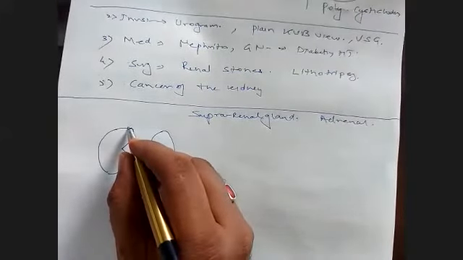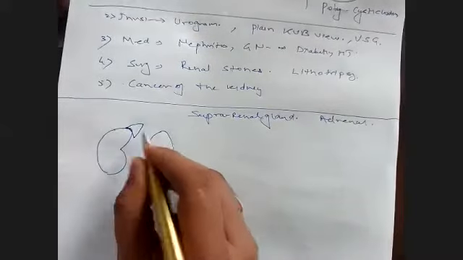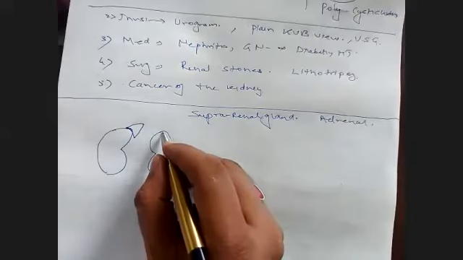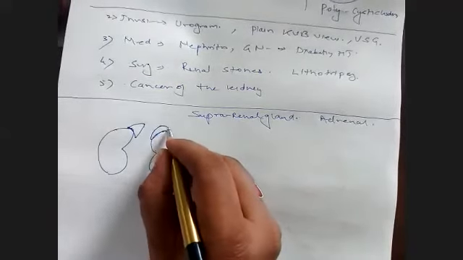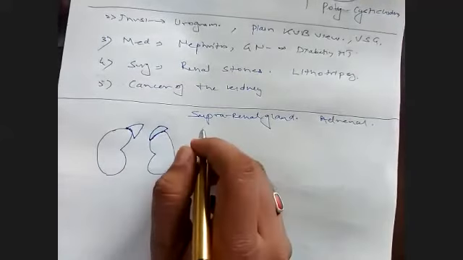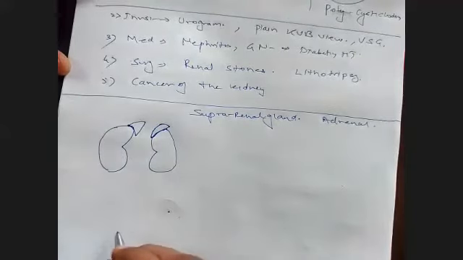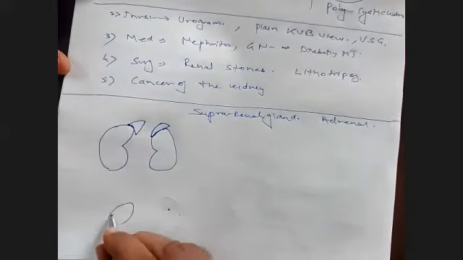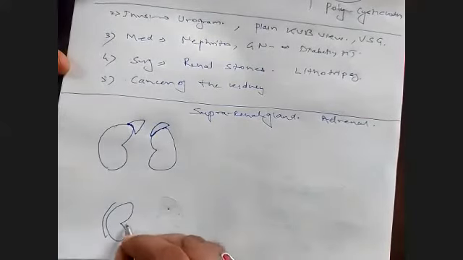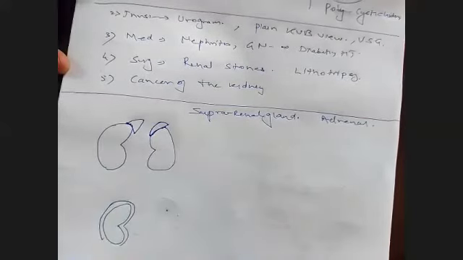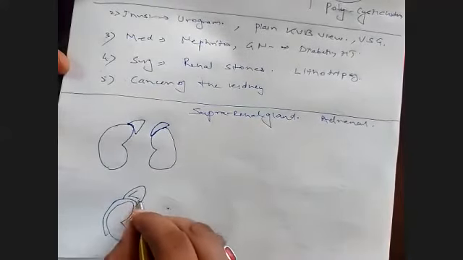The right suprarenal is triangular, and the left suprarenal is slightly semilunar in shape. As we discussed when we talked about the kidney, there are layers of fascia which cover the kidney, and superiorly they unite with each other, and again they split to enclose the suprarenal.